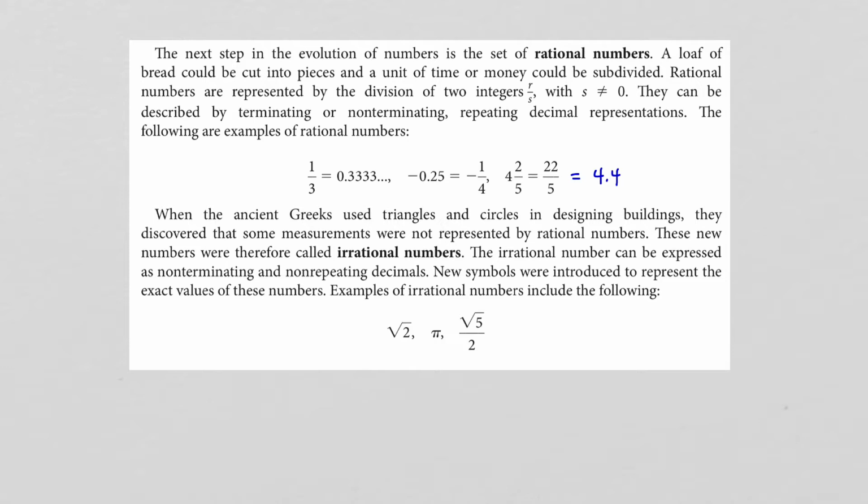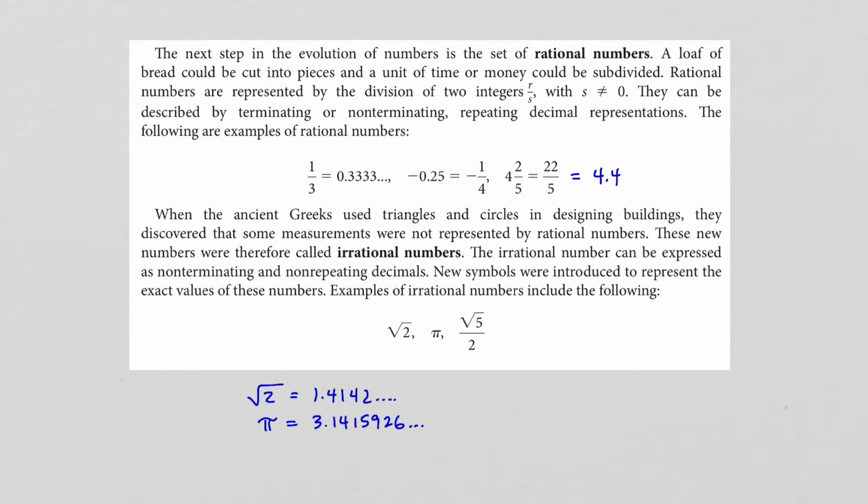Now, what makes them irrational when you take a number like the square root of 2? The decimal approximation of the square root of 2 is an infinite but non-repeating decimal. And the same thing with pi. If you look at the decimal expansion of pi, it's 3.1415926, etc. Well, this is an infinite, non-repeating decimal.